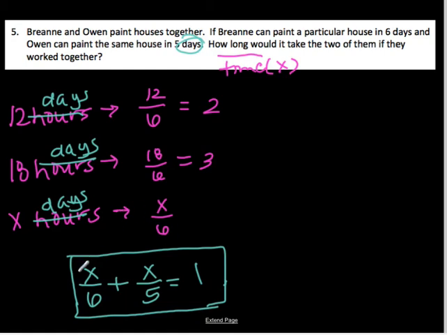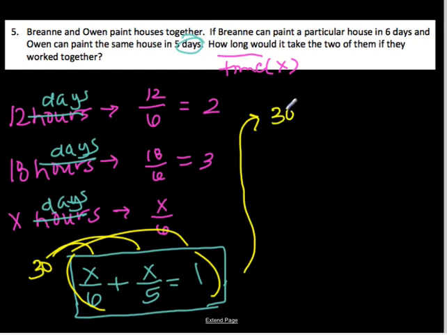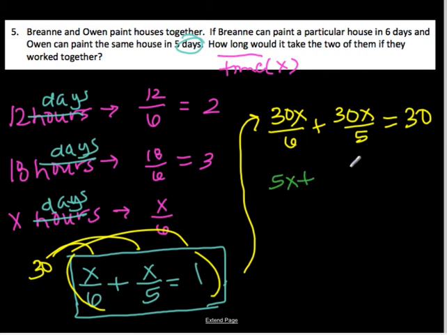Now what we need to do is go ahead and find my least common denominator. There's no denominator here, so I would say to myself, 6 and 5. What is the number that I could get 6 and 5 to multiply to be together? Well, 30. So I'm going to take 30 and multiply it by my numerators. So I will have 30x over 6 plus 30x over 5 will equal 1 times 30 is 30. I'm going to simplify. 30 divided by 6 is 5x, plus 30 divided by 5 is 6x, will equal 30.